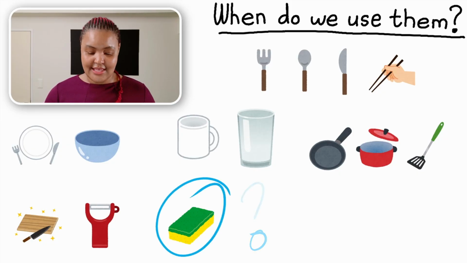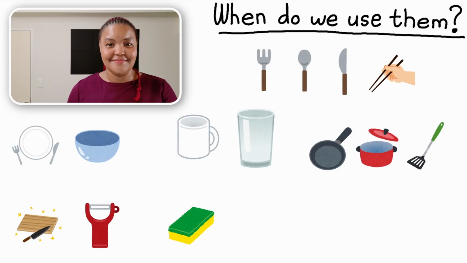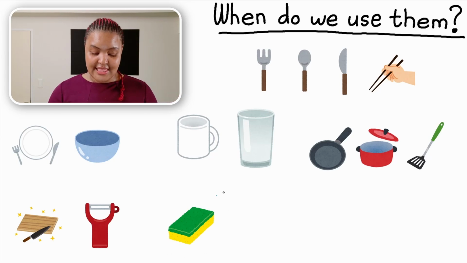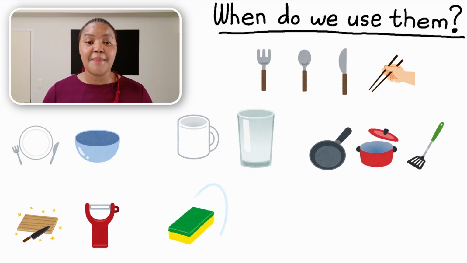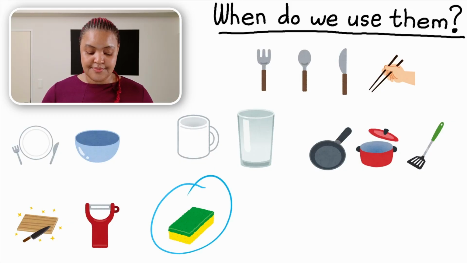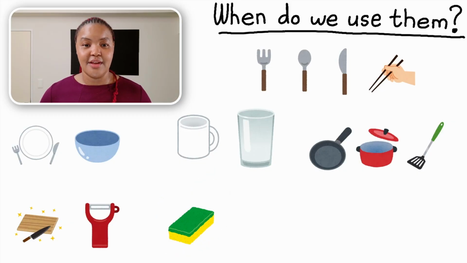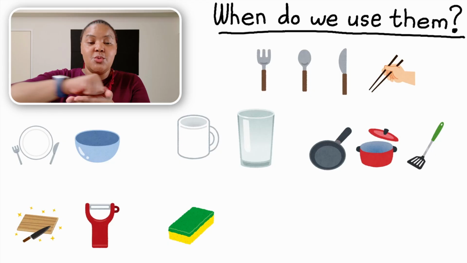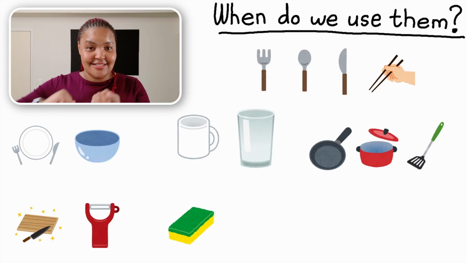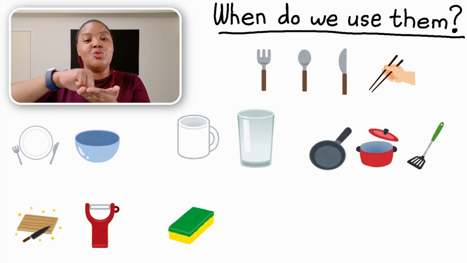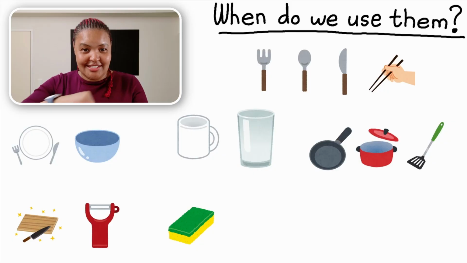What is this? This is a sponge. A sponge. When do we use a sponge? For washing dishes. To wash the dishes.